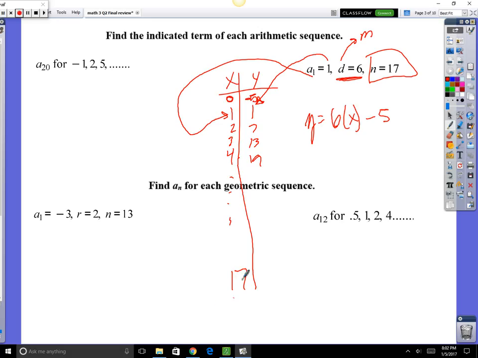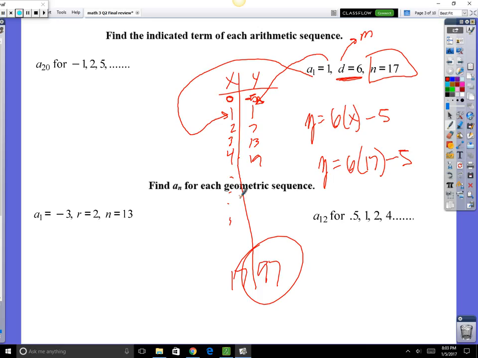And I want the 17th x. So y equals 6 times 17 minus 5. Whoops, 6 times 17, 102 minus 5. So that is 97. So your 17th one is going to be a 97.